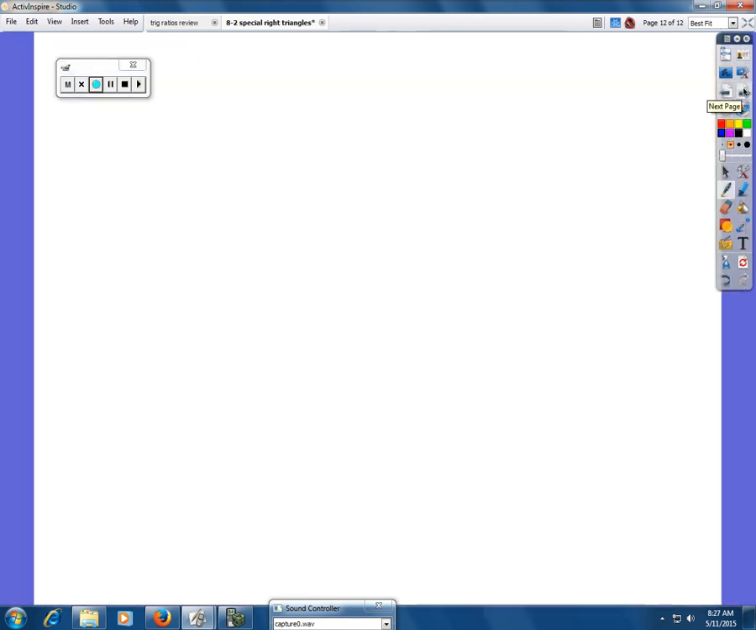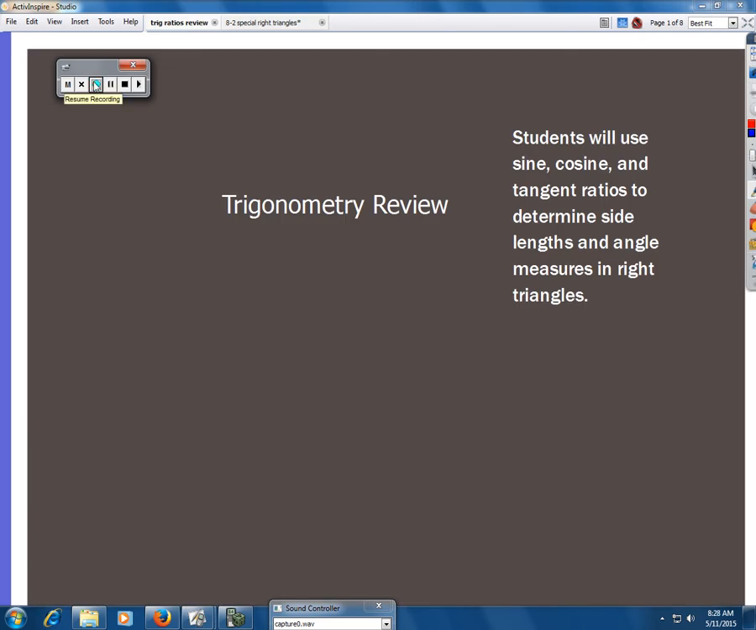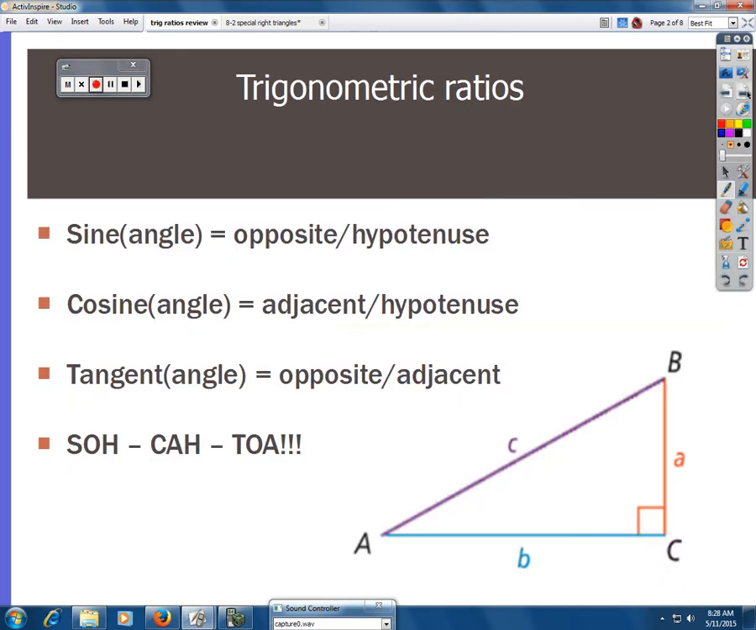Go ahead and practice the problems on the bottom of that page, and then be ready to review trig ratios. Okay, besides learning about 45, 45, 90, and 30, 60, 90 triangles, we're talking about sine, cosine, and tangent, which you did have in Math 2, so this is just going to be a quick review. Your goal is to use sine, cosine, and tangent to determine side lengths and angle measure in right triangles.